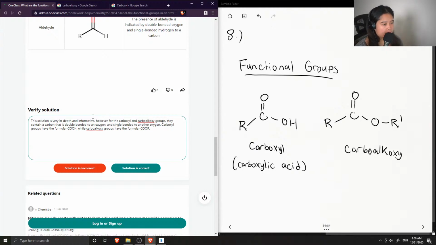Okay, so I just said that the solution is very in-depth and informative. However, for the carboxyl and carboalkoxy groups, they contain a carbon that is double bonded to an oxygen and single bonded to another oxygen. Carboxyl groups have the formula COOH, while carboalkoxy groups have the formula COOR. So I guess I'll still say this solution is correct, though.